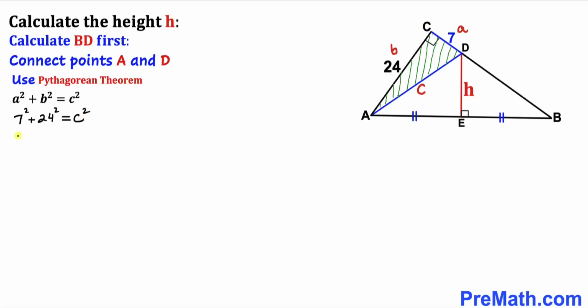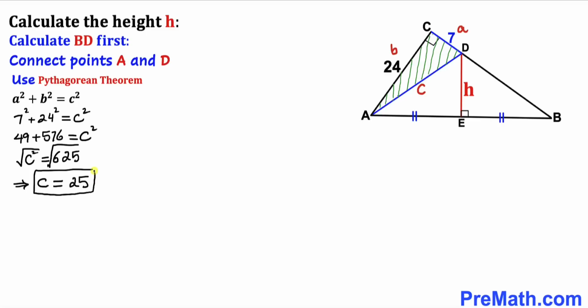Let's go ahead and simplify. That's going to give us 49 plus 576 equal to c square. So therefore c square equal to 625. Let's go ahead and undo this square by taking a square root on both sides. So therefore this c value turns out to be positive 25. We are going to pick the positive because length is always positive. So therefore this side length AD turns out to be 25 units.